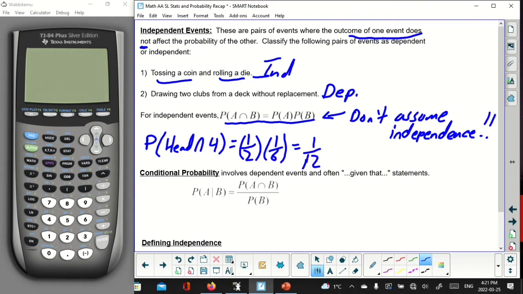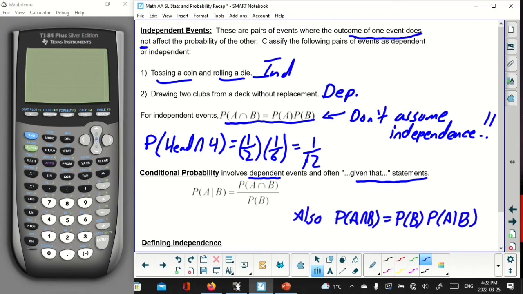Conditional probability involves dependent events, typically, and often the given that statement, or rather it's needed if we have dependent events. It can also be rearranged for a generally true statement about P of A and B, that it's P of B times P of A given that B, or you can switch those A's and B's up. But it's most useful in this form.